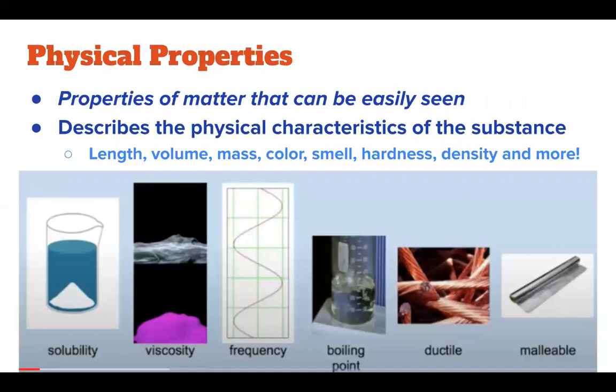Physical properties, these are properties of matter that can be easily seen. The italics on the page is the definition that goes with physical properties. So these are things that you can easily see when you hold an object. It describes the physical characteristics of the substance. It's things like length, volume, mass, color, smell, hardness, density, and more. Basically, anytime you pick up an object and you're like, wow, I can describe this super easily, those are physical properties. They're things that you can physically see or manipulate about that substance.